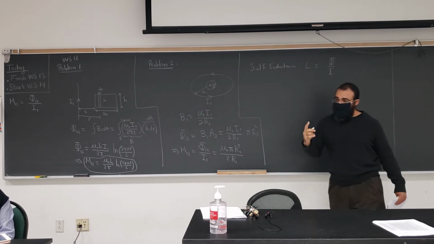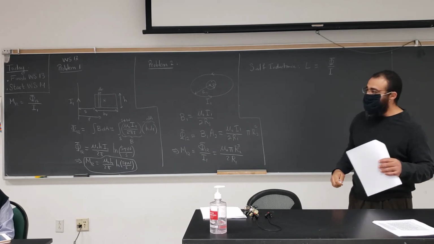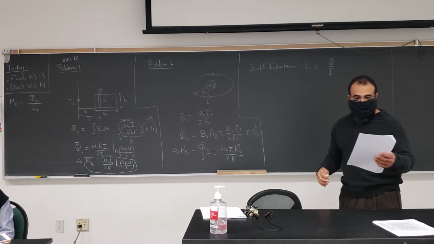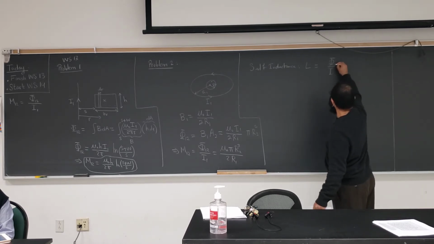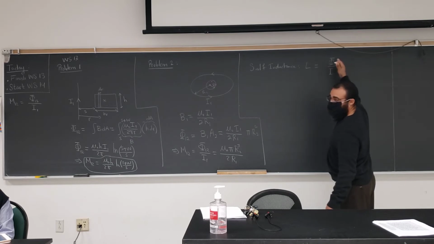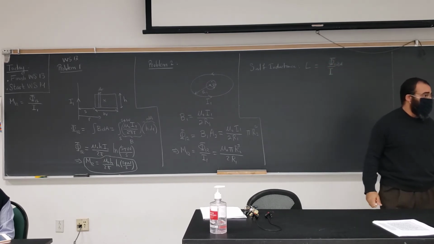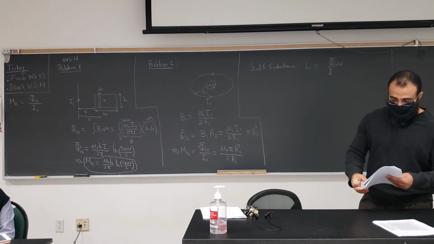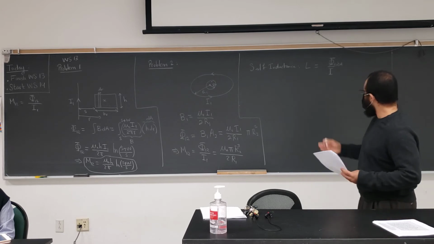Now, if you have one loop, you can say the flux, because there is one flux through one loop. But if you have more than one loop, you will call it the total flux. Such as in a solenoid, you will have to multiply the flux through one loop by N. Sounds good. So that is the inductance.